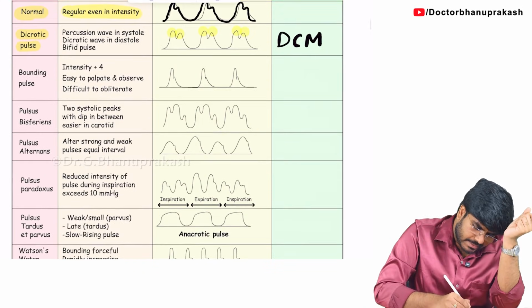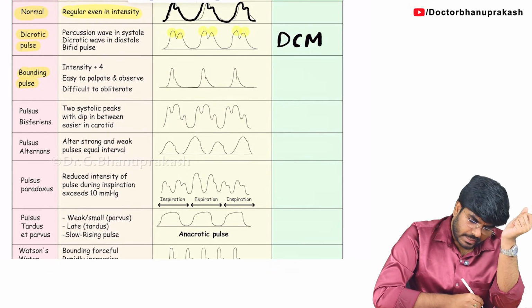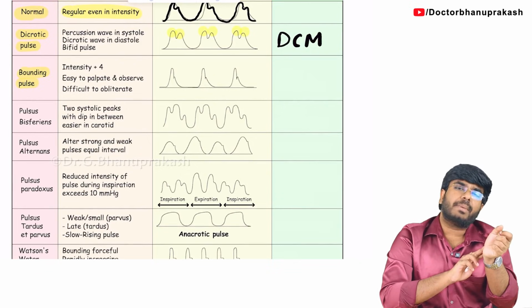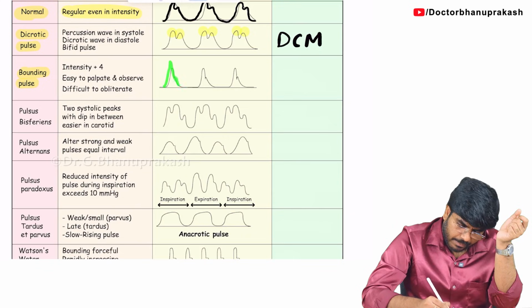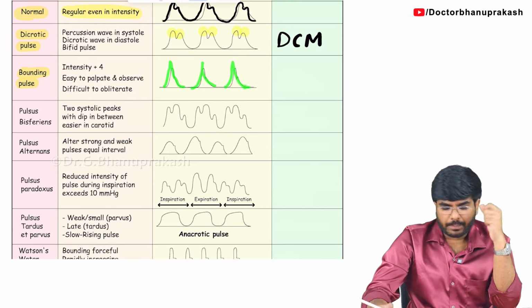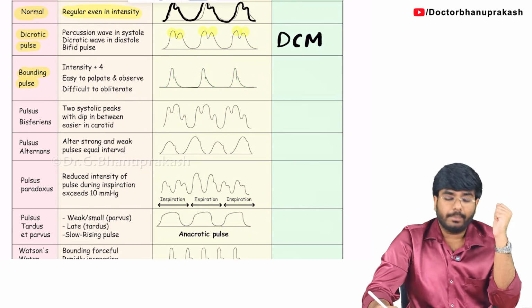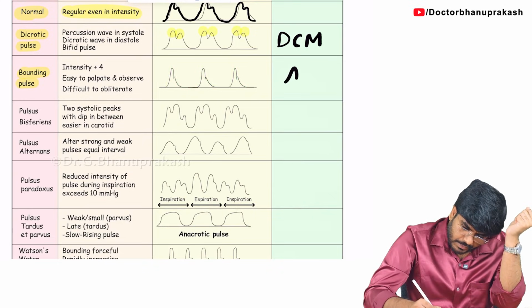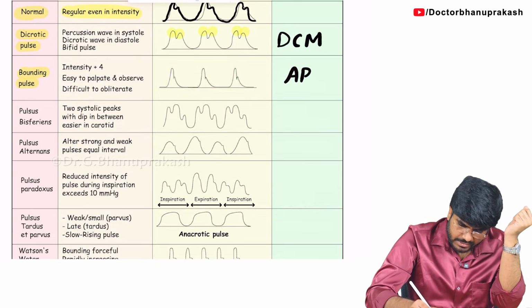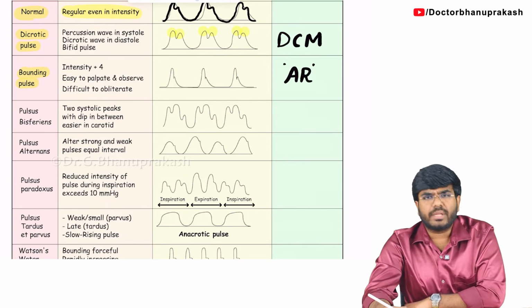Next, bounding pulse. Bounding pulse means what? It is easy to palpate, a very sharp rise in pulse. That is called a bounding pulse, seen with aortic regurgitation. Bounding pulses are seen with aortic regurgitation.